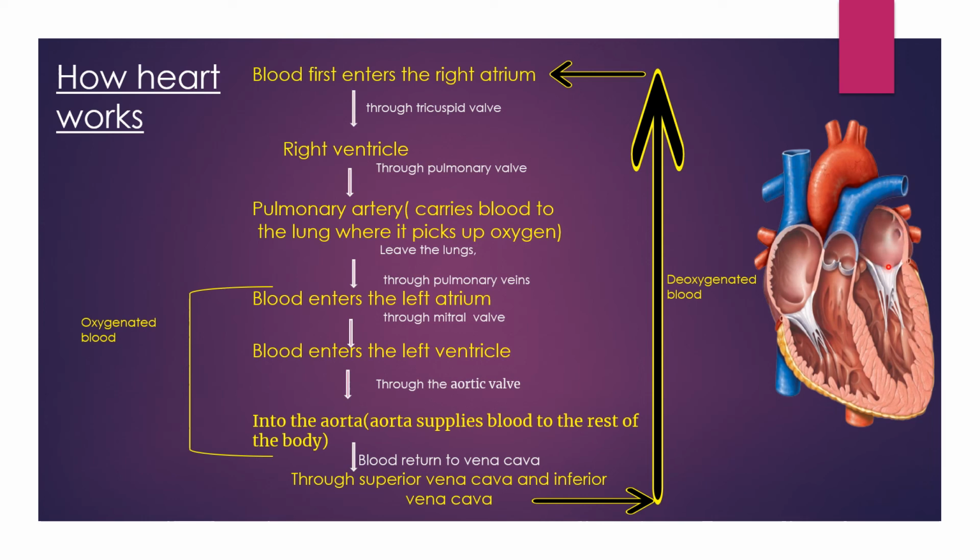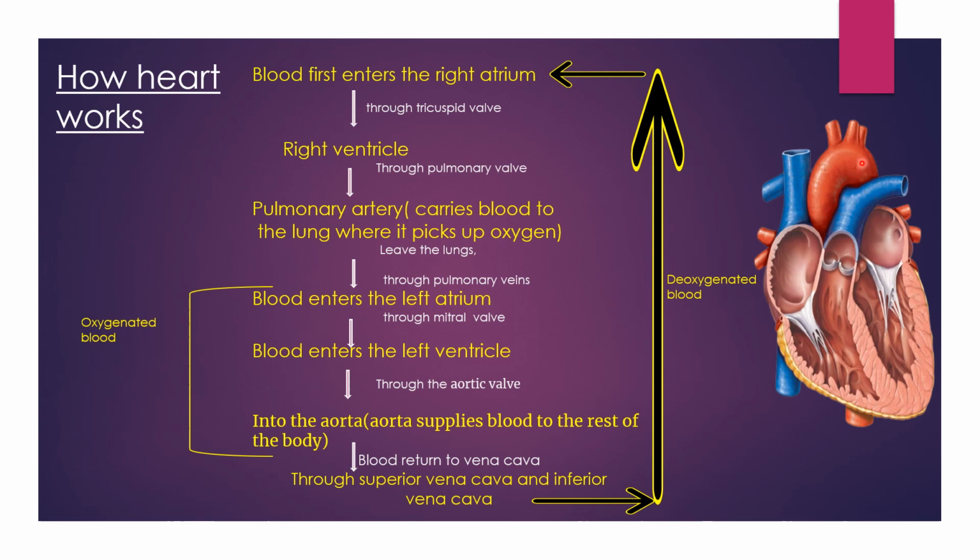After picking up oxygen, blood will enter through the pulmonary veins into the left atrium. Now blood is oxygen-rich blood. Now good oxygen is there. After the left atrium, blood will enter the left ventricle through the mitral valve, or you can say the bicuspid valve. After the left ventricle, blood will enter the aorta through the aortic valve. So this is oxygen-rich blood.